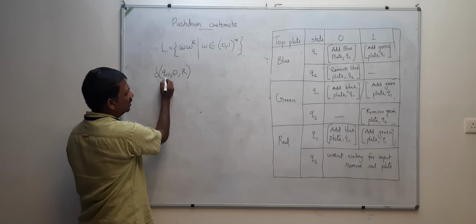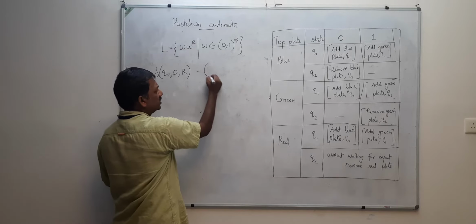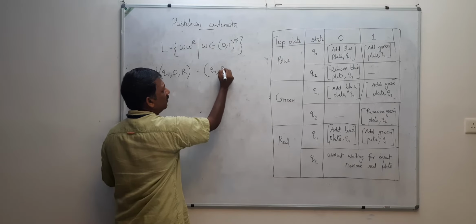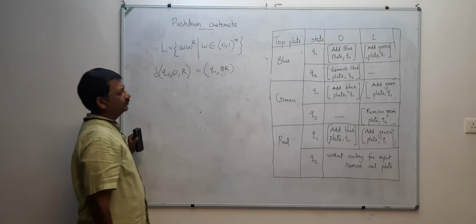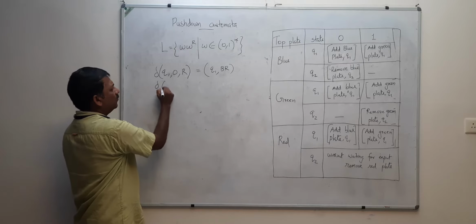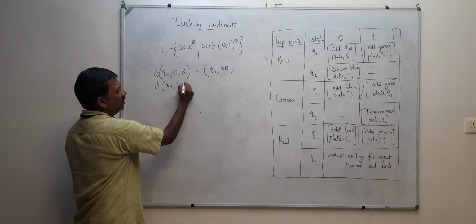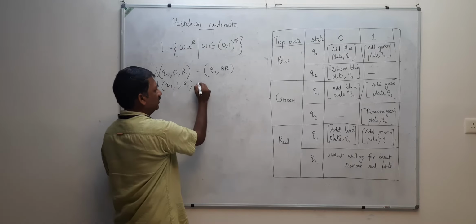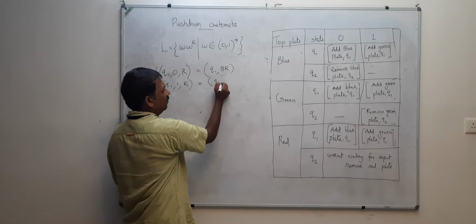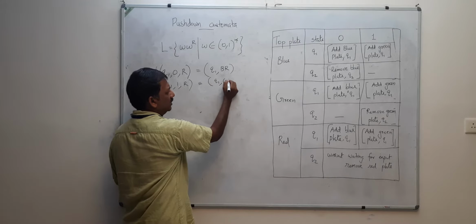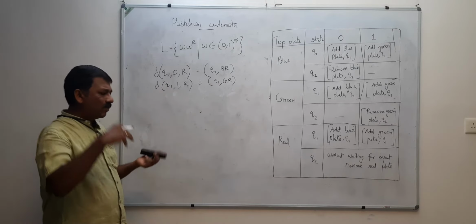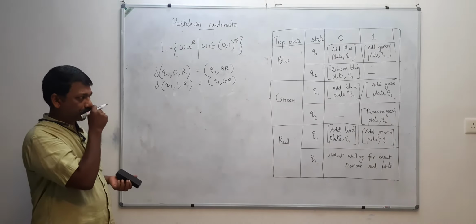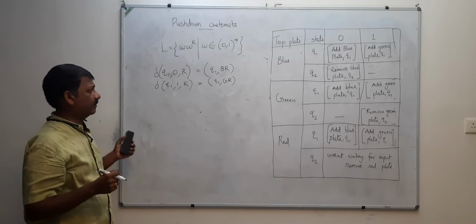That means delta of Q1, 0, R, red is on top, and next input is 0, and the current state is Q1. You are staying in the same state Q1, and you are going to add a blue plate, that is BR. And delta of Q1, 1, R, that means if the next input is 1, and the current top of the stack is R, definitely you have Q1 and green red. That means you have pushed the green plate onto the stack.